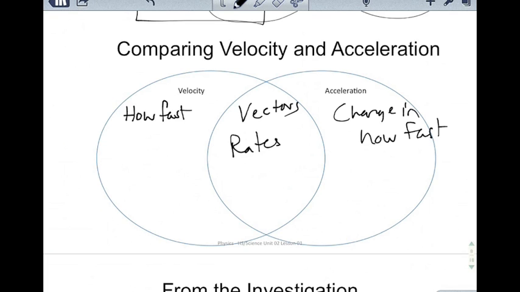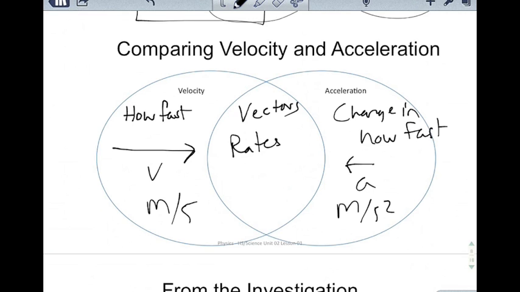You can have these things go in opposite directions. I could be moving to the right with an acceleration to the left. And you may think to yourself, how is that possible? Well, if you're going and you're slowing down, your change in velocity is backwards, even though you're still moving forwards. So really, that's all they have in common, is the fact that they're vectors and rates, but otherwise they're completely different things. This is v, this is a, this is measured in meters per second, this is measured in meters per second squared. They really don't have anything in common other than the fact they are vectors and rates.